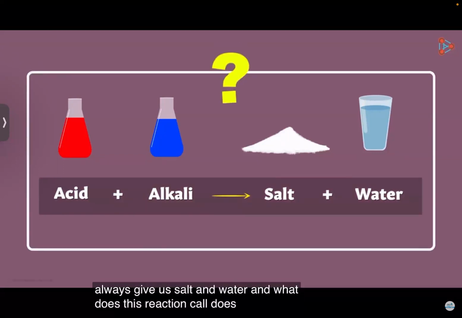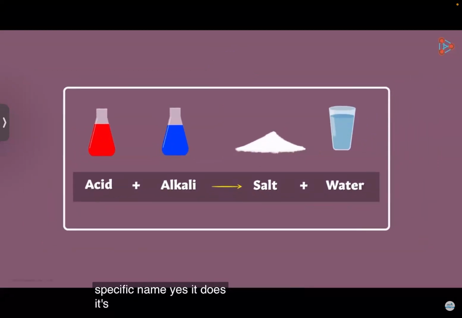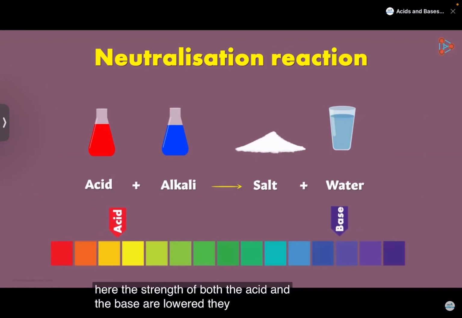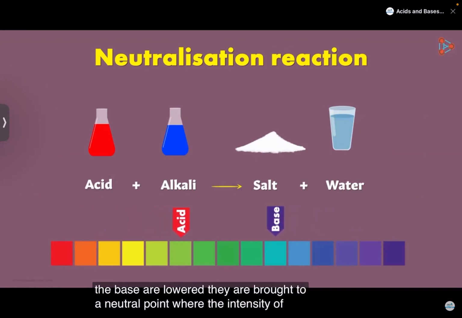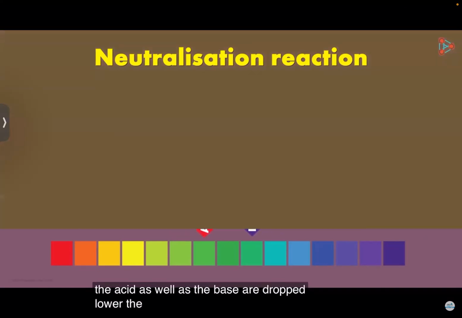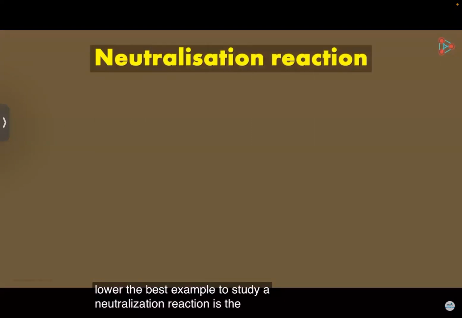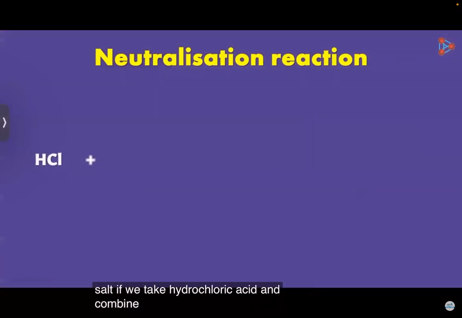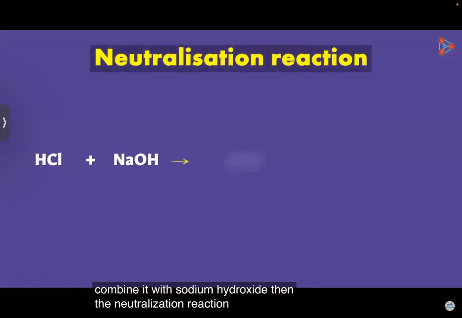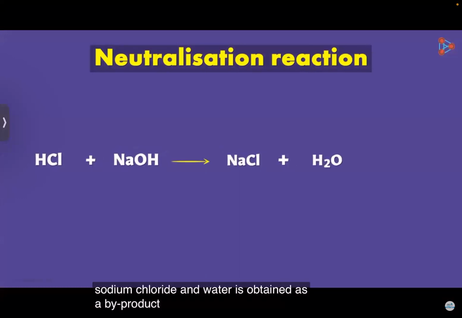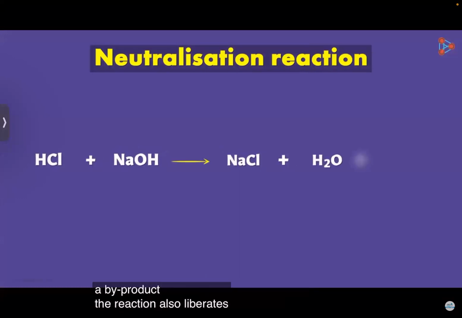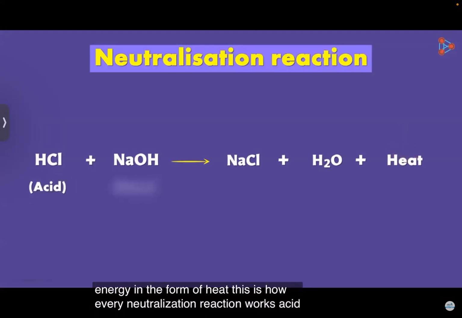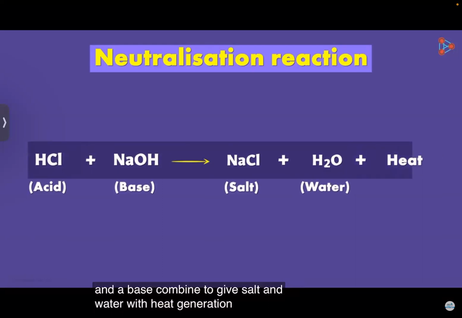And what is this reaction called? Does it have a specific name? Yes, it does. It's called a neutralization reaction. Here, the strength of both the acid and the base are lowered. They are brought to a neutral point where the intensity of the acid as well as the base is dropped lower. The best example to study a neutralization reaction is the formation of sodium chloride, or simply put, common salt. If we take hydrochloric acid and combine it with sodium hydroxide, then the neutralization reaction gives us sodium chloride, and water is obtained as a byproduct. The reaction also liberates a lot of energy in the form of heat. This is how every neutralization reaction works. Acid and a base combine to give salt and water with heat generation.